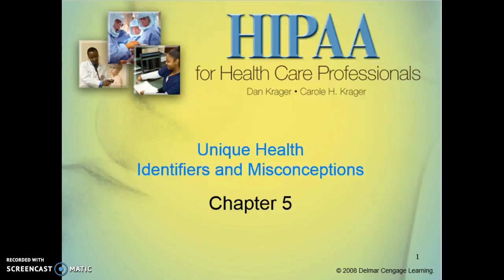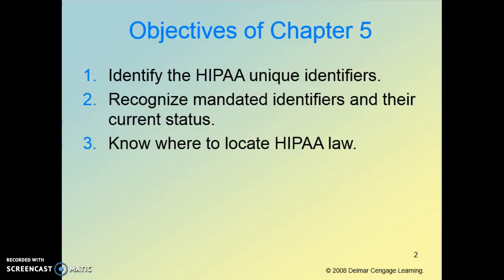We're going to be wrapping up the chapters this week with Chapter 5. Chapter 5 is talking about the unique health identifiers and then some of the misconceptions around those identifiers. So we've got basically 5 objectives for this week. We're going to identify some of those unique identifiers. We're going to look at the reasons for those identifiers and where we're at in that process.